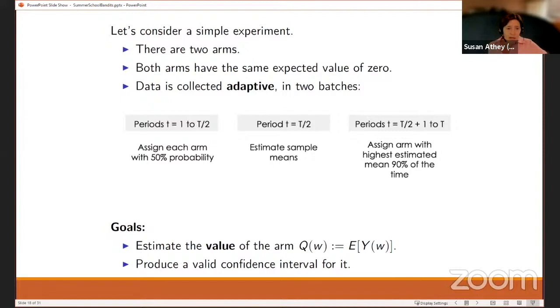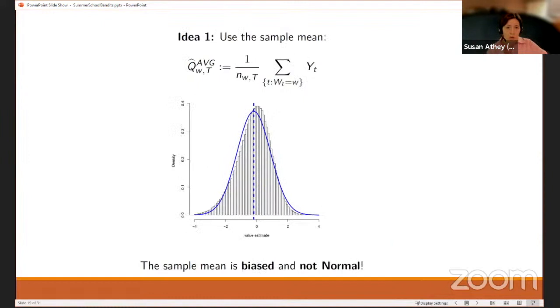Suppose our goal is to estimate the value of each arm and produce a valid confidence interval for it. Now, if that was our goal, we wouldn't have designed the experiment this way, but this is for illustration to build intuition. So how do we use this data to figure out the value of each arm if this is how we collected it? Well, the first idea is, what happens if you use the sample mean? What if I just average up arm 1 and arm 2 and use that as my estimator? What I'm showing in this picture is from simulations of doing that over and over again.